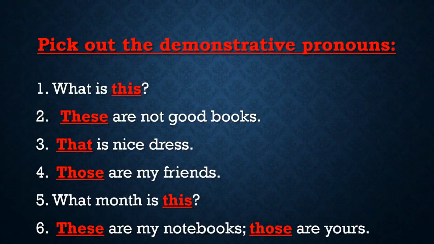Now, pick out some demonstrative pronouns from the following sentences. What is this? In this sentence, this is a demonstrative pronoun. These are not good books. In this sentence, these is a demonstrative pronoun. That is a nice dress. In this sentence, that is a demonstrative pronoun. Those are my friends. In this sentence, those is a demonstrative pronoun.